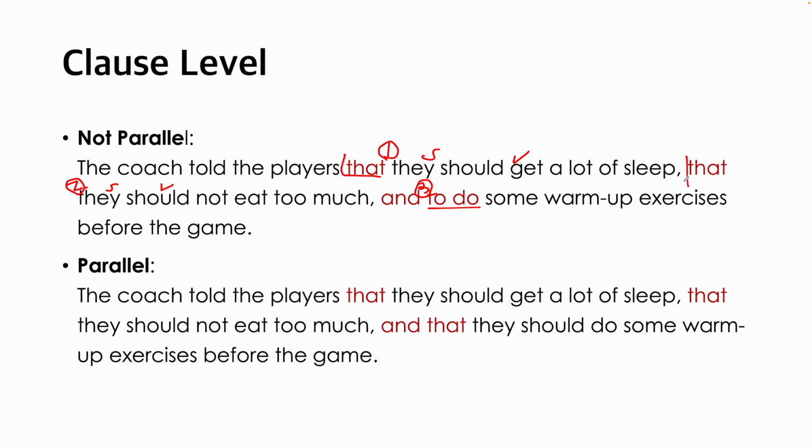The coach told the players that they should get a lot of sleep, that they should not eat too much, and, instead of saying "to do," that they should do some warm-up exercises before the game. So here we have all three items aligned together by the use of "and," and they all take "that, they, should," the same form. Okay?